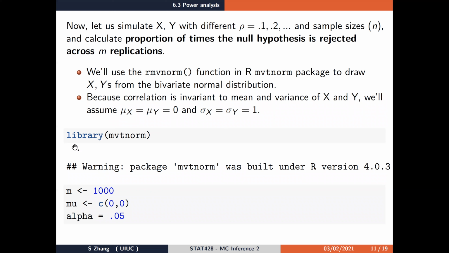First thing to do is to load the mvtnorm package. And then we will tell R that M, which is the number of replications we want to do, is equal to 1000. Our mu for generating x and y is equal to 0 and 0. And then the alpha level, the significance level we want to use, is 0.05.